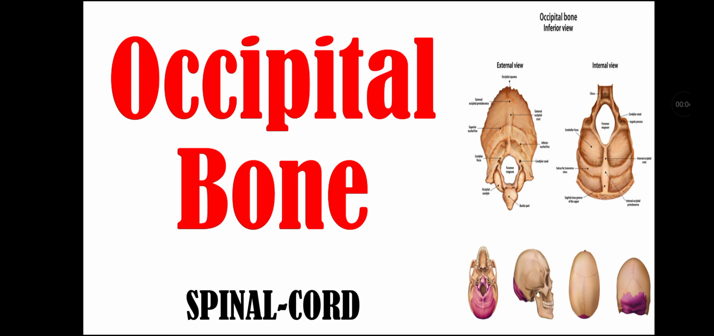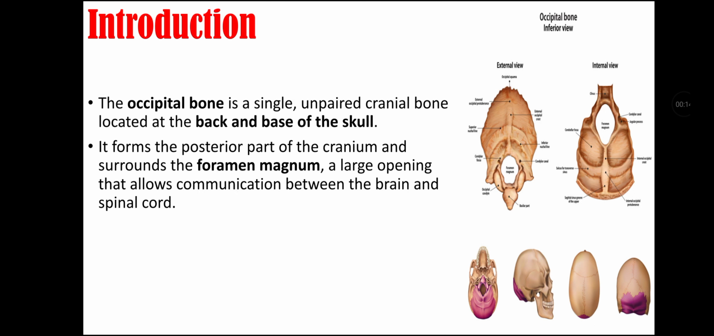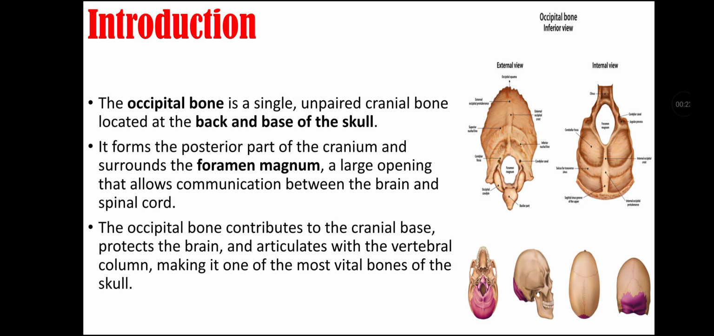Today we are going to talk about the occipital bone. So let's start the topic with the introduction. The occipital bone is a single unpaired cranial bone that is located at the back and base of the skull. It forms the posterior part of the cranium and surrounds the foramen magnum. That is a large opening that allows communication between the brain and spinal cord.